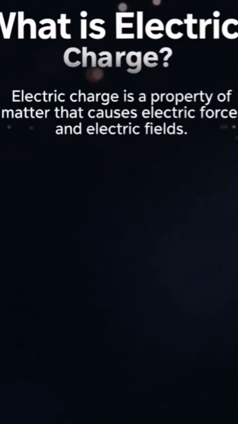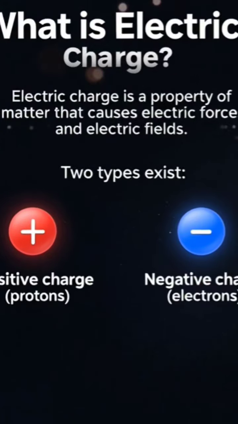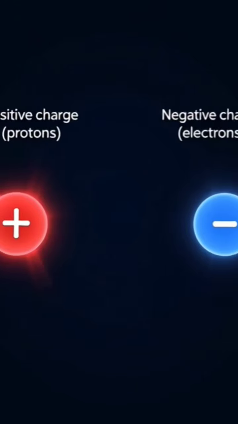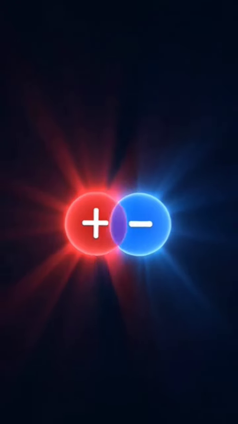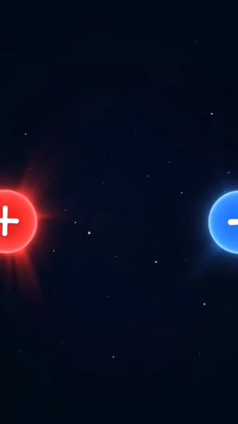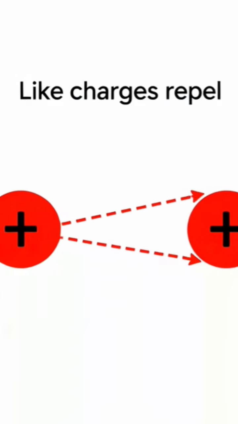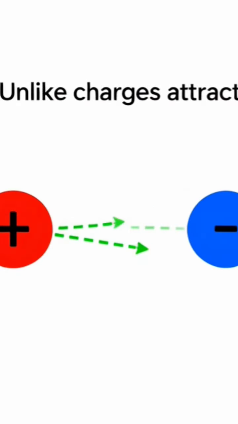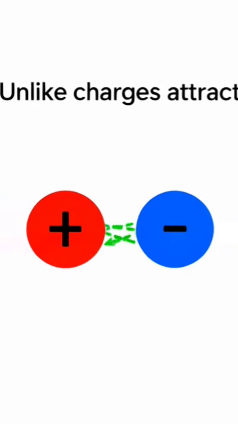What is electric charge? Electric charge is a property of matter that causes electric forces and electric fields. Two types of charges exist: positive charge, or protons, and negative charge, or electrons. Like charges repel. Unlike charges attract.